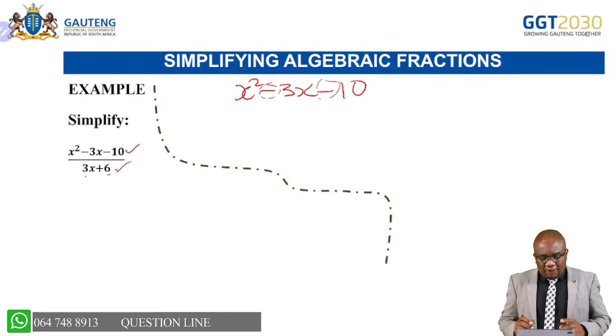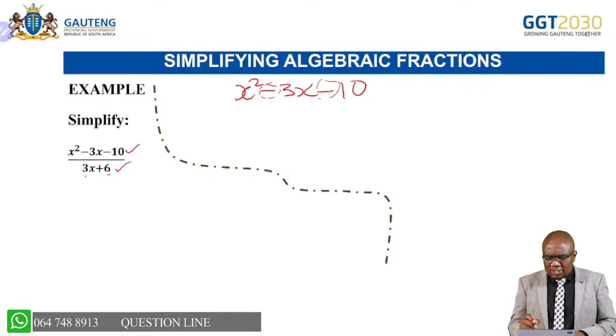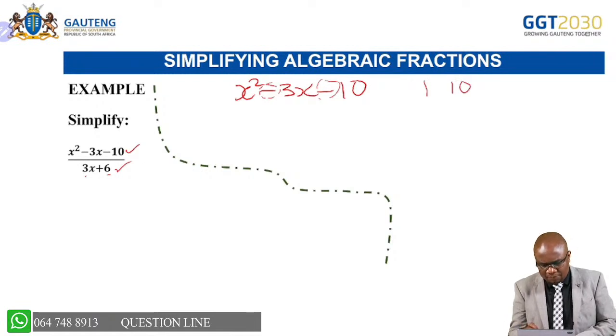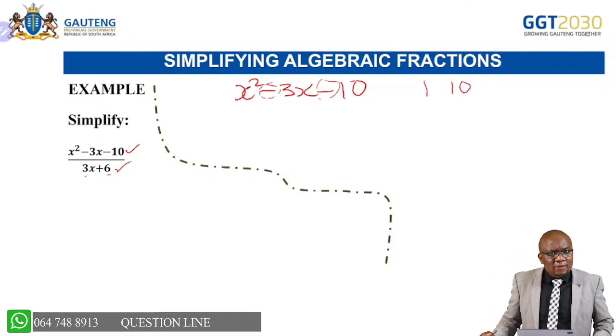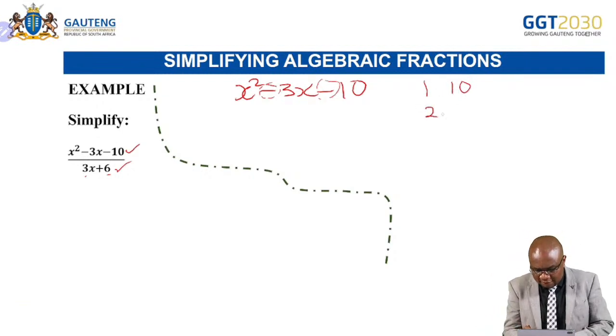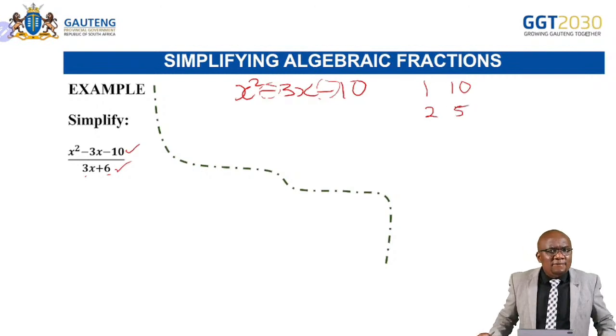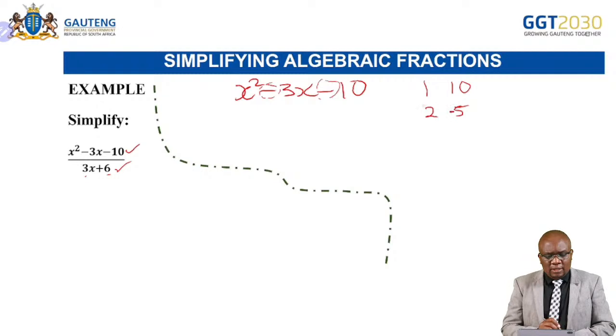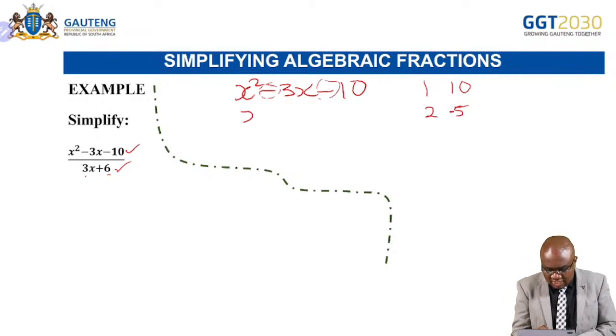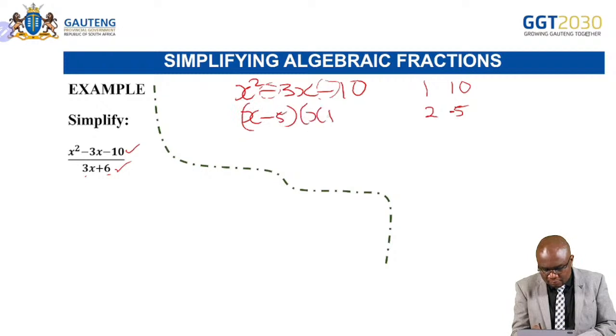Okay, so the factors here can be what? Let's look at the factors of 10. We have 1 goes with 10. 1 and 10 cannot give us 3 or negative 3. And then we have 2 and 5. 2 and 5, yes. If 5 is negative and 2 is positive, then we'll get negative 3. So it means this is the combination we want. And then we can clearly say it's x minus 5, x plus 2.